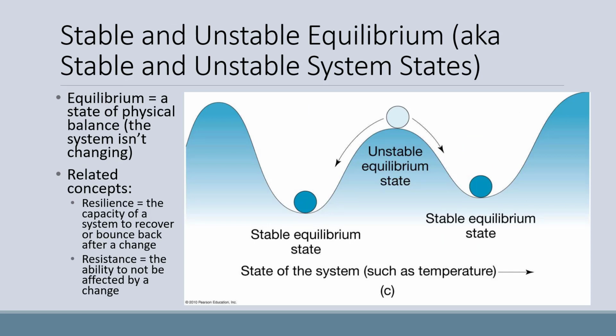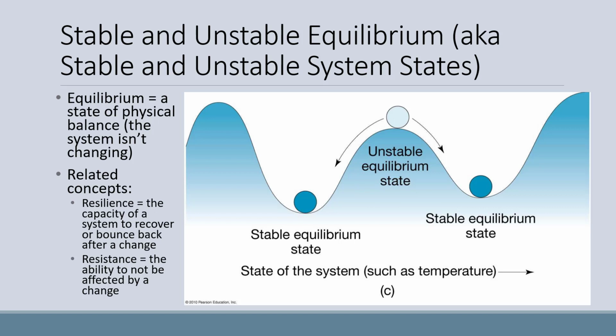A concept we also have to cover that relates to systems is the concept of equilibrium. An equilibrium is a state of physical balance. In other words, the system isn't changing. That is visualized in the image by the ball. If it is not rolling, it is in a state of equilibrium.